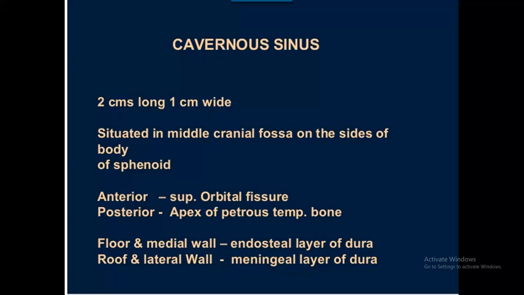Anteriorly it is related to the superior orbital fissure. Posteriorly, the apex of the petrous part of the temporal bone. The floor and medial wall of the cavernous sinus are formed by the endosteal layer of the dura. The roof and lateral wall are formed by the meningeal layer of the dura.